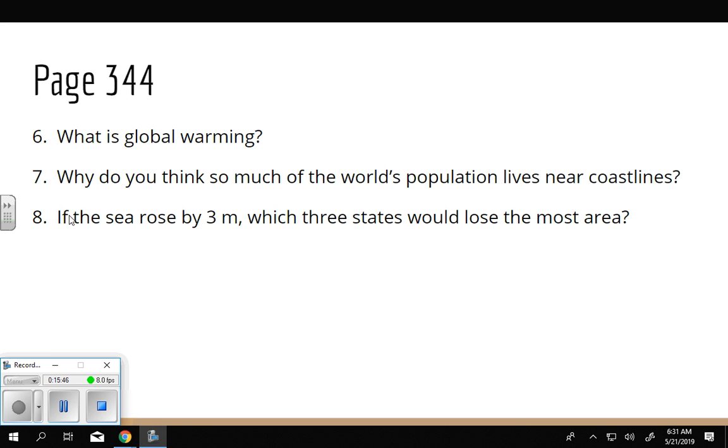If the sea rose by 3 meters, which 3 states would lose the most area? Louisiana, Florida, North Carolina.